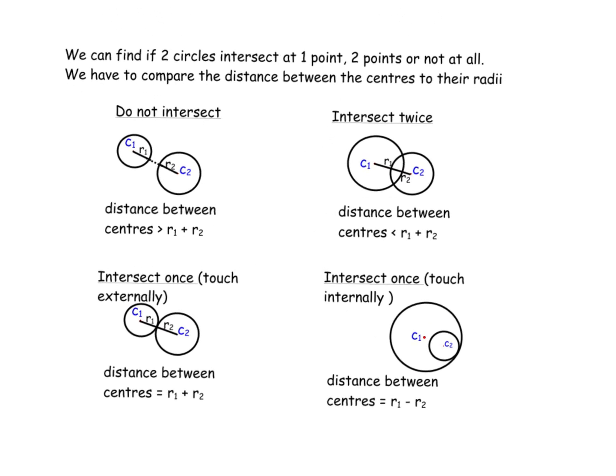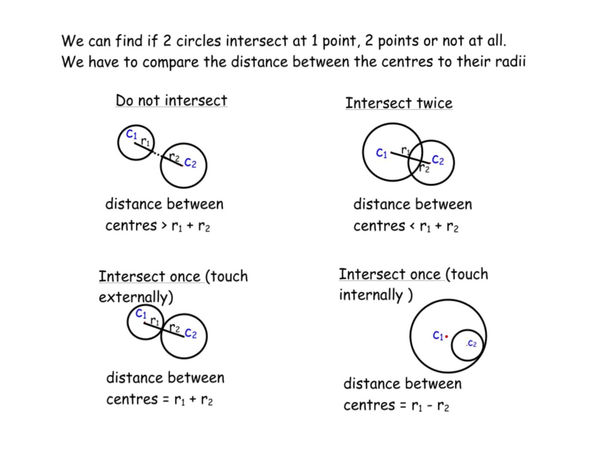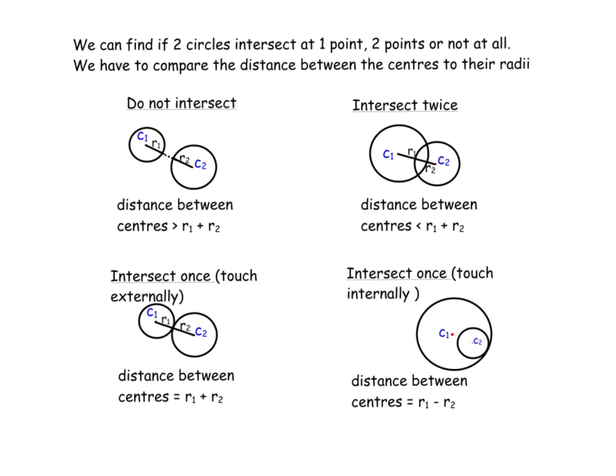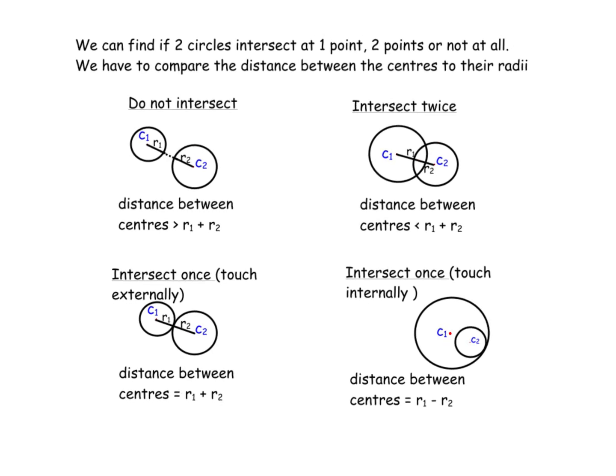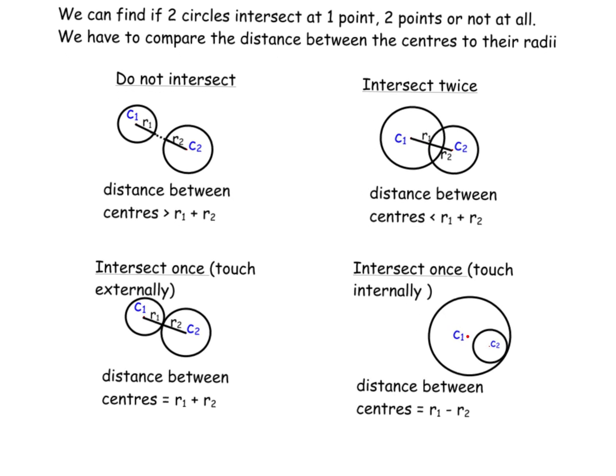These are the 4 different situations that can happen when we talk about intersecting circles. We can find if 2 circles intersect at 1 point, 2 points, or not at all. And to do it, you have to compare the distance between the centres to the radii, plural of radiuses, whichever way you want to say it. I always struggle with that word. So here are your 4 scenarios. Let me just zoom it a little bit.